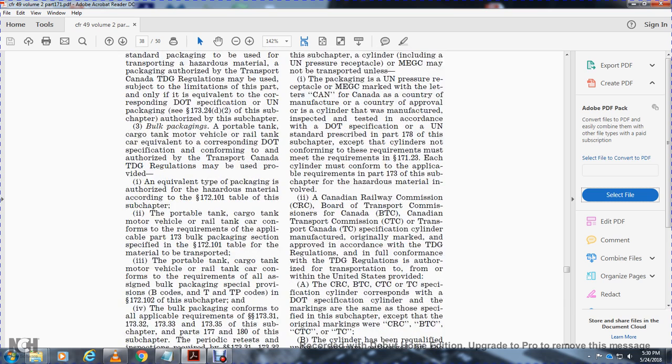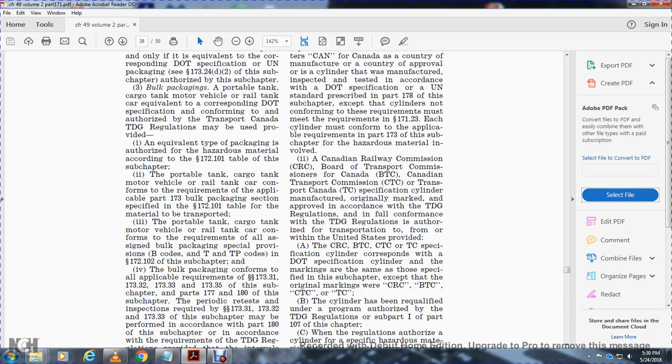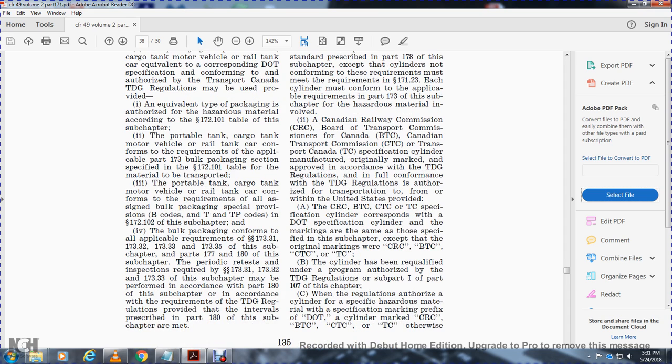The Canadian Railway Commission, the Board of Transport Commissioners of Canada, the Canadian Transport Commission, and Transport Canada specification cylinders manufactured and originally marked and approved in accordance with the TDG regulation fully conform with the TDG regulation and are authorized for transportation within the United States. These cylinders correspond with the DOT specification cylinders with markings the same as those specified in the subchapter, except for the original markings of CRC, BTC, CTC and TC. Cylinders have been qualified under the program authorized by the TDG regulations of Part 107 of the subchapter.